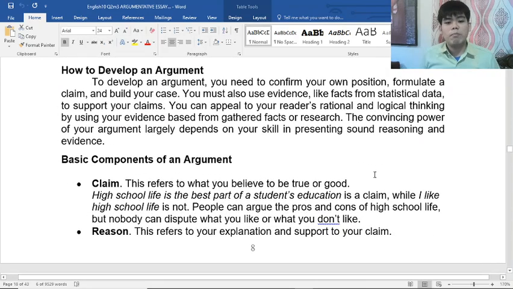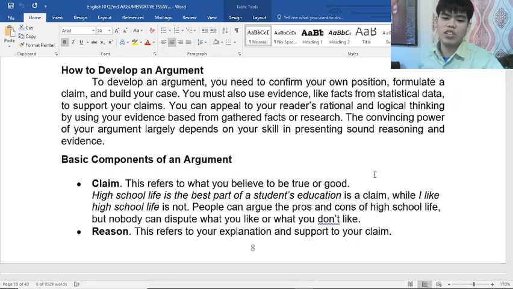So, how to develop your argument? To develop an argument, you need to confirm your own position, formulate a claim, and build your case. You must also use evidence, like facts from statistical data, to support your claims. You can appeal to your readers' rational and logical thinking by using your evidence based from gathered facts or research. The convincing power of your argument largely depends on your skill in presenting sound reasoning and evidence.